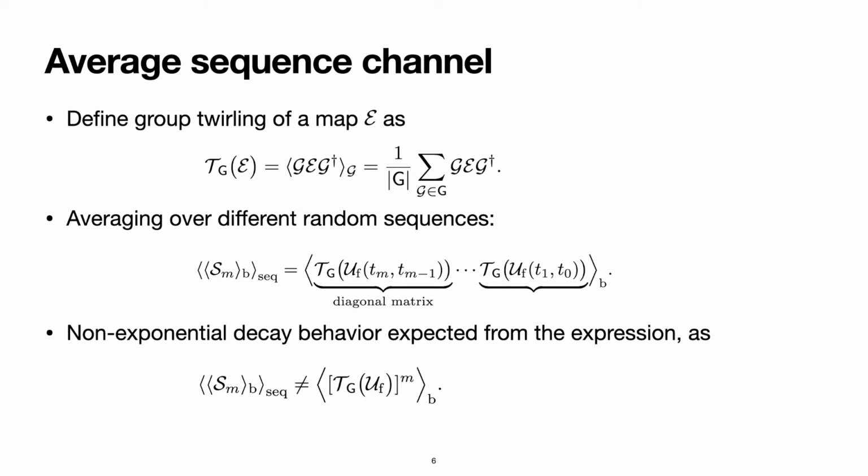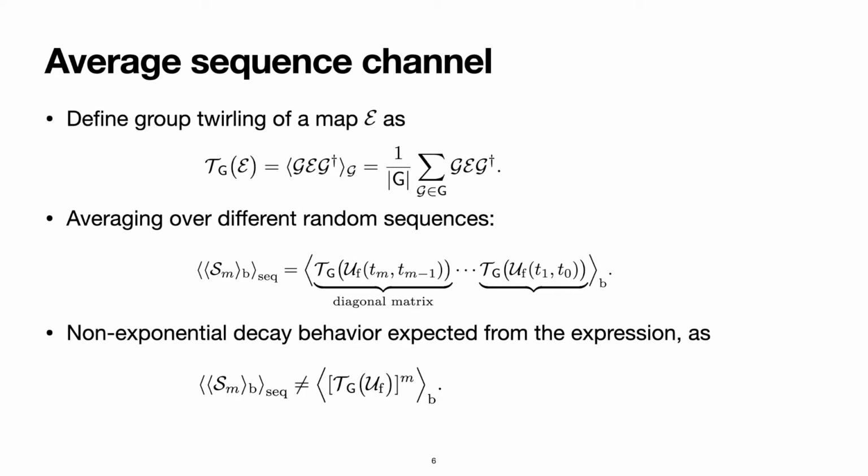Using the technique of splitting up random gates, we can write the average over different random sequences as a product of group-twirled maps. These maps are represented as diagonal matrices in a Pauli basis. Therefore, the matrix products can also be easily calculated.